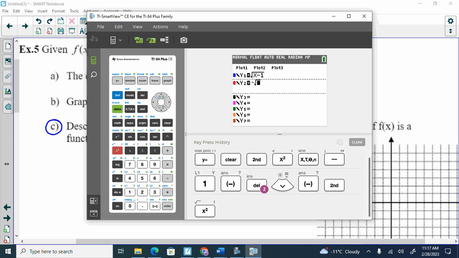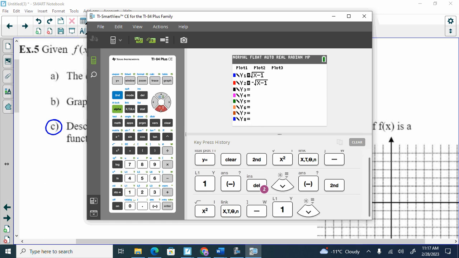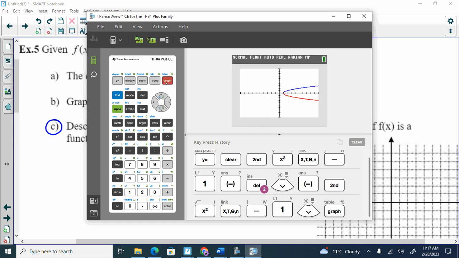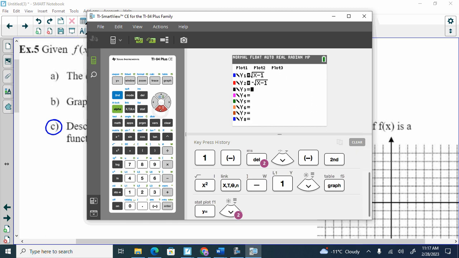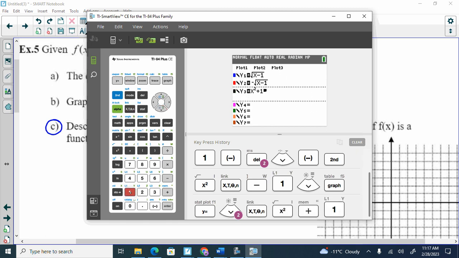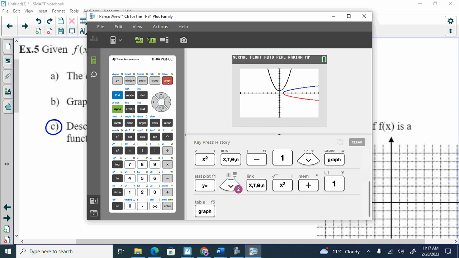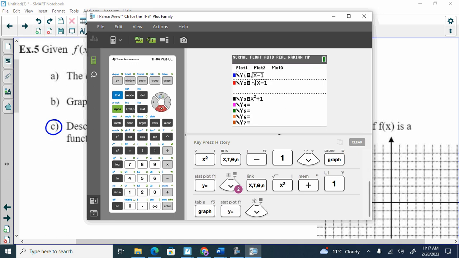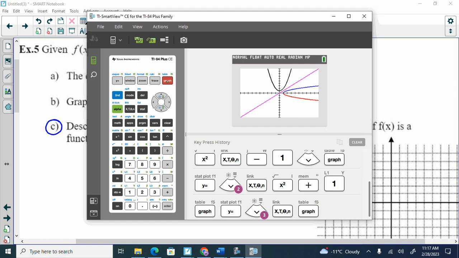Okay, I press down. Negative square root x minus 1. That's just your reciprocal, or your inverse. And then we have x squared plus 1. That's your original. And then I said put in the identity line. How many invariant points are on this graph? None. The whole graph occurs with no points like 1, 1, 2, 2, 3, 3, 4, 4, right?